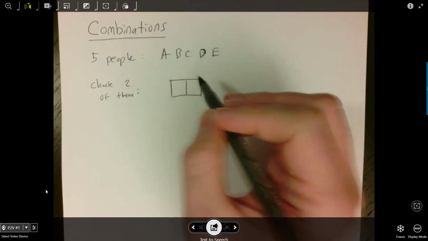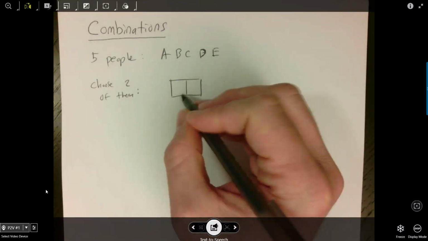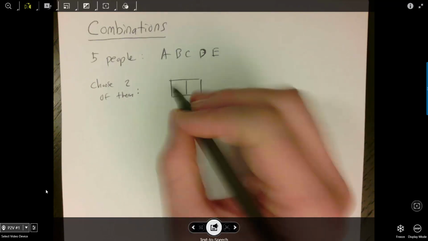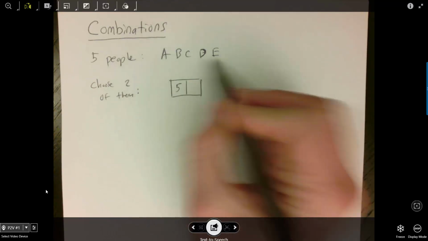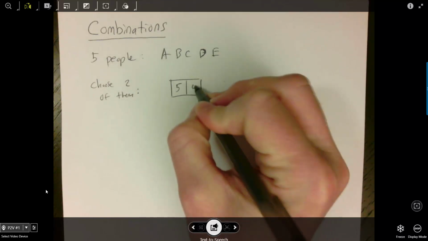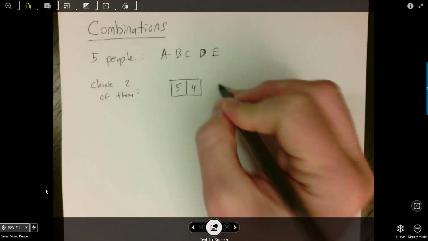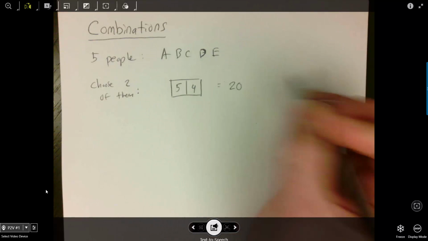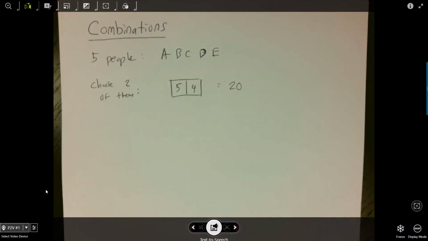If my group of 2 people is really going to be 2 people, I can't have the same person in both choices. So that means there's 5 choices for who could be my first person, and then only 4 choices for who could be my next person. So that implies that there are 20 possible groups of 2. But just intuitively, that seems like too many, and we can see why if we write them all out.